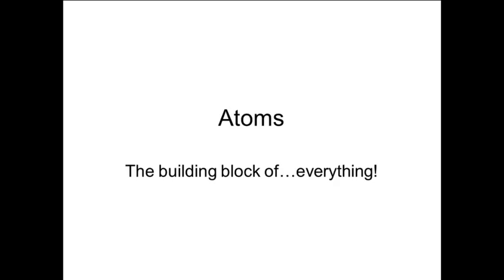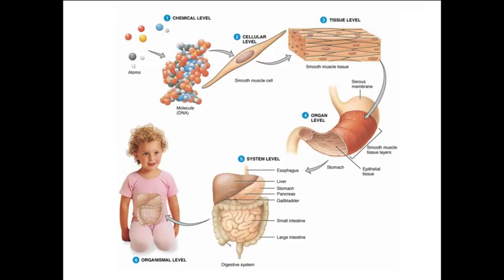All right, so we're going to start out by talking about atoms, and that's because they're the basic building block of everything. We talked earlier about how biological life forms are organized starting at a very low level. At the chemical level, everything starts out as atoms, and then the atoms are organized into molecules. Molecules are organized into cells. Cells are organized into tissues, and so on up to an entire organism.